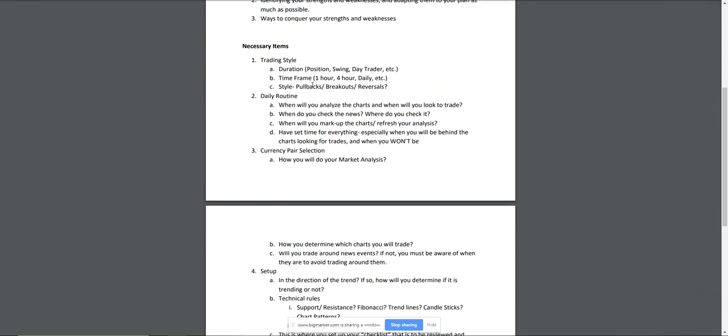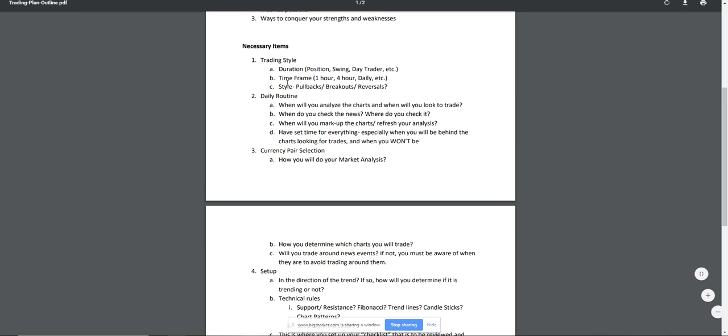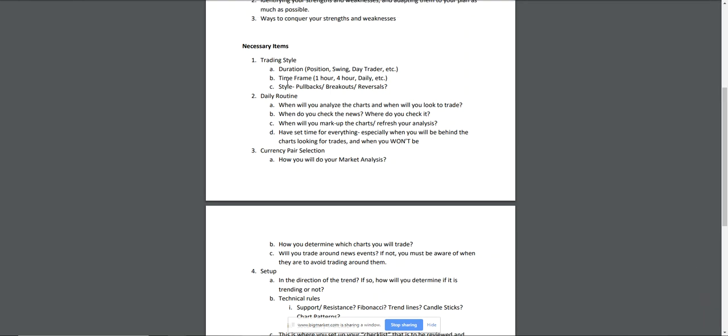So the necessary items when it comes to your actual trading, your actual strategy of trading: you need to have your duration. Are you a position trader, swing trader, intraday, scalper on the minute charts, whatever that is. You have to predetermine your time frame. I tell my students and recommend three time frames: your entry time frame, your intermediate, and your major time frame. Typically, you follow the trend in the major time frame, and then you enter on the entry time frame. So three time frames.